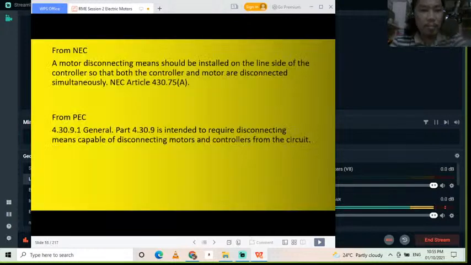So, from National Electrical Code, Article 430.75A, a motor disconnecting means should be installed on the line side of the controller so that both the controller and motor are disconnected simultaneously. And from the Philippine Electrical Code, 4.30.9.1, is intended to require disconnecting means capable of disconnecting motors and controllers from the circuit. So, parehas. Halos parehong-pareho lang yung ating National Electrical Code at saka yung ating Philippine Electrical Code.